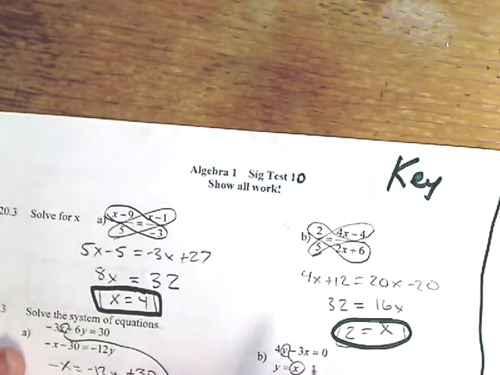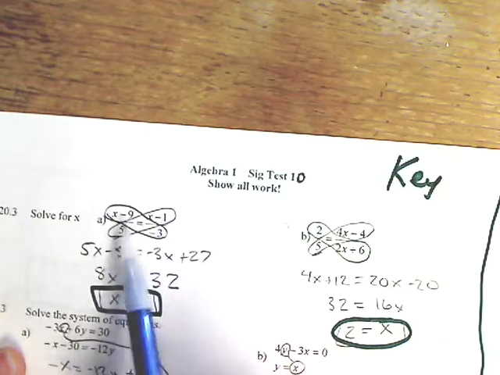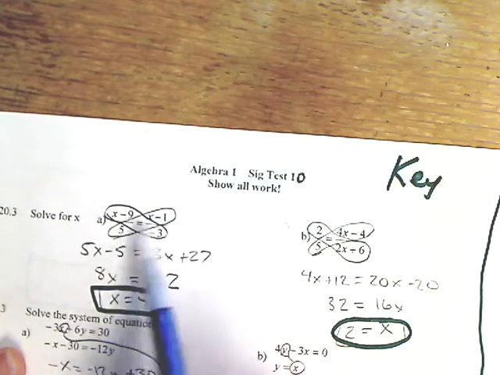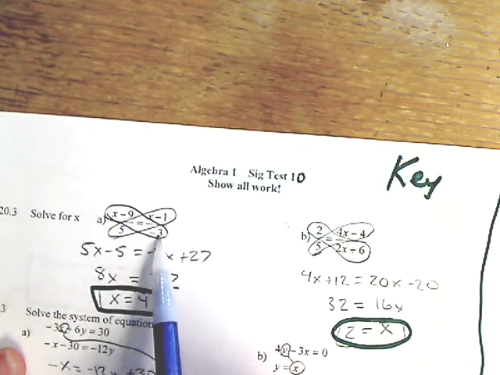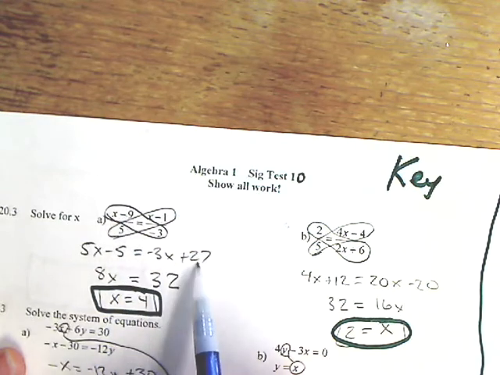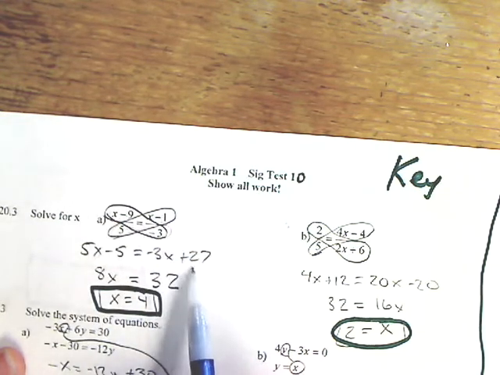Here's sig test 10. I have two ratios that are equal. It's called proportion. You use cross multiplication, 5 times x and 5 times -1. -3 times x, -3 times -9. So this is equal to that guy.